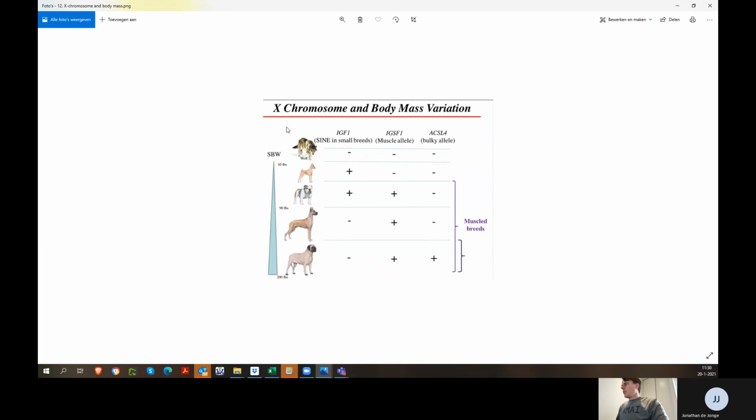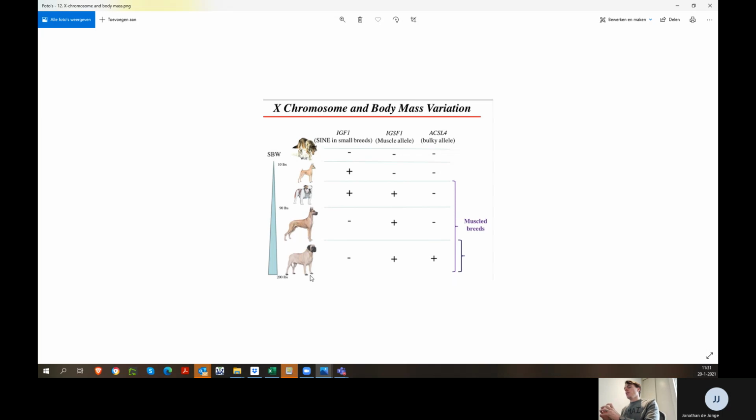Of course, all dogs started as a wolf, and you see those three things they look at. These are markers for small breeds. You see that, for example, the English bulldog has that marker, but also, of course, smaller breeds like the miniature pinscher. Here you have a muscle allele, which is also found in the English bulldog, and also in the Great Dane and in the normal mastiff. But if you also have the bulky allele, you see that you have enormous weight. That's also why these dogs can weigh that much.